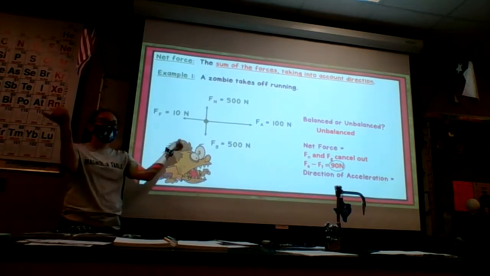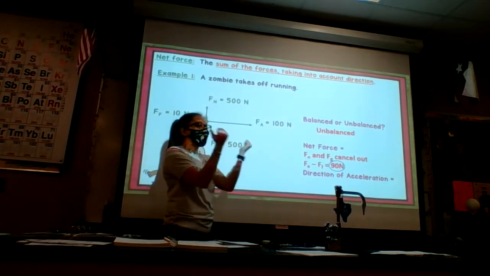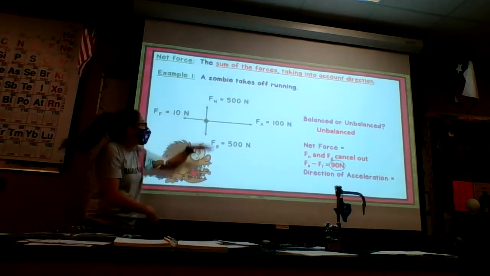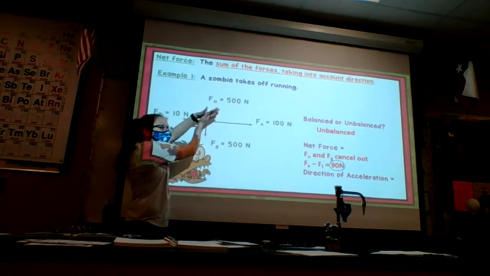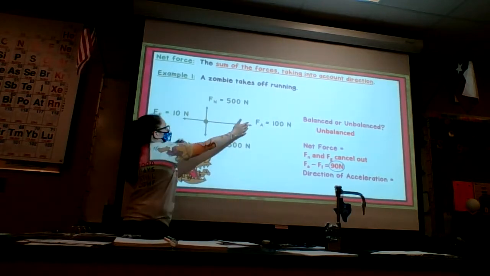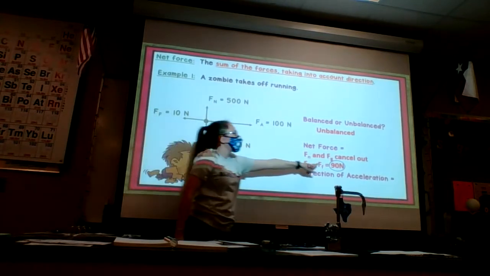So if they go opposite of each other, you want to subtract to get net force. Okay, so if I did 500 minus 500, it's 0. So they just cancel out. 100 minus 10 is 90. So our net force is 90.